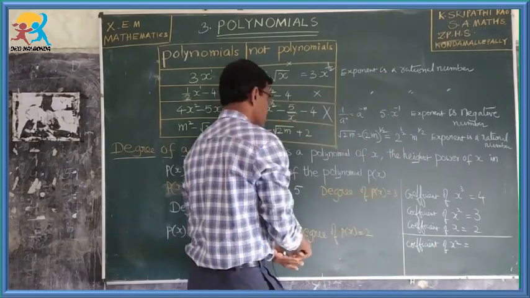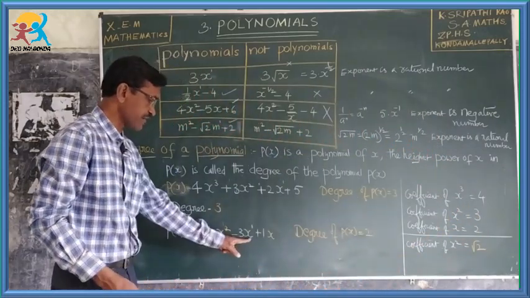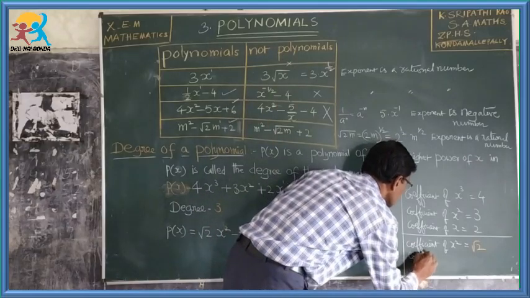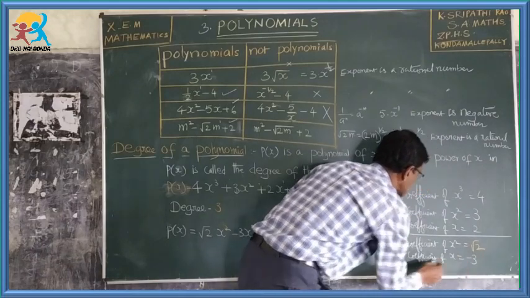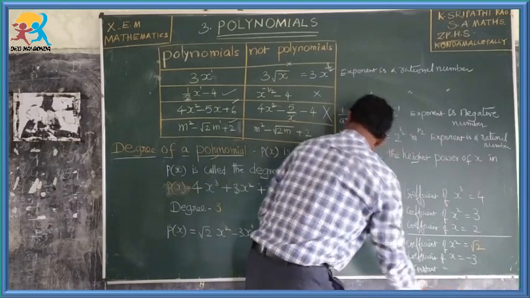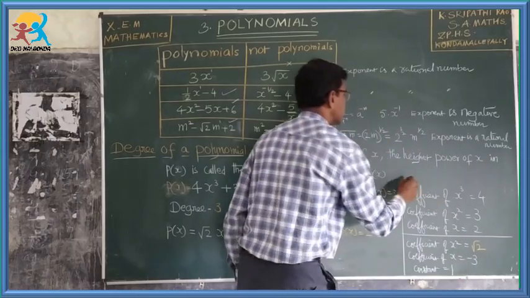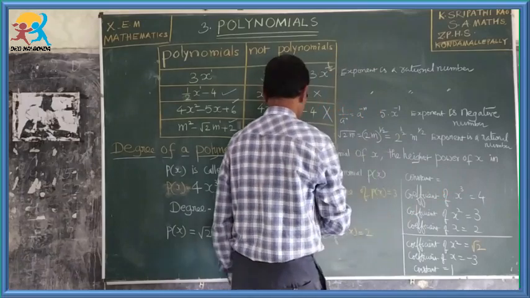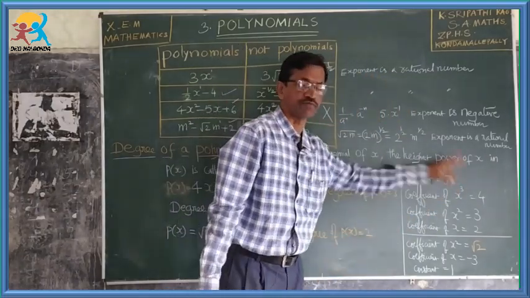The second example: coefficient of x square is root 2, coefficient of x is minus 3, and the constant is 1. Sometimes the question may be asked like this: what is the degree of the constant term?